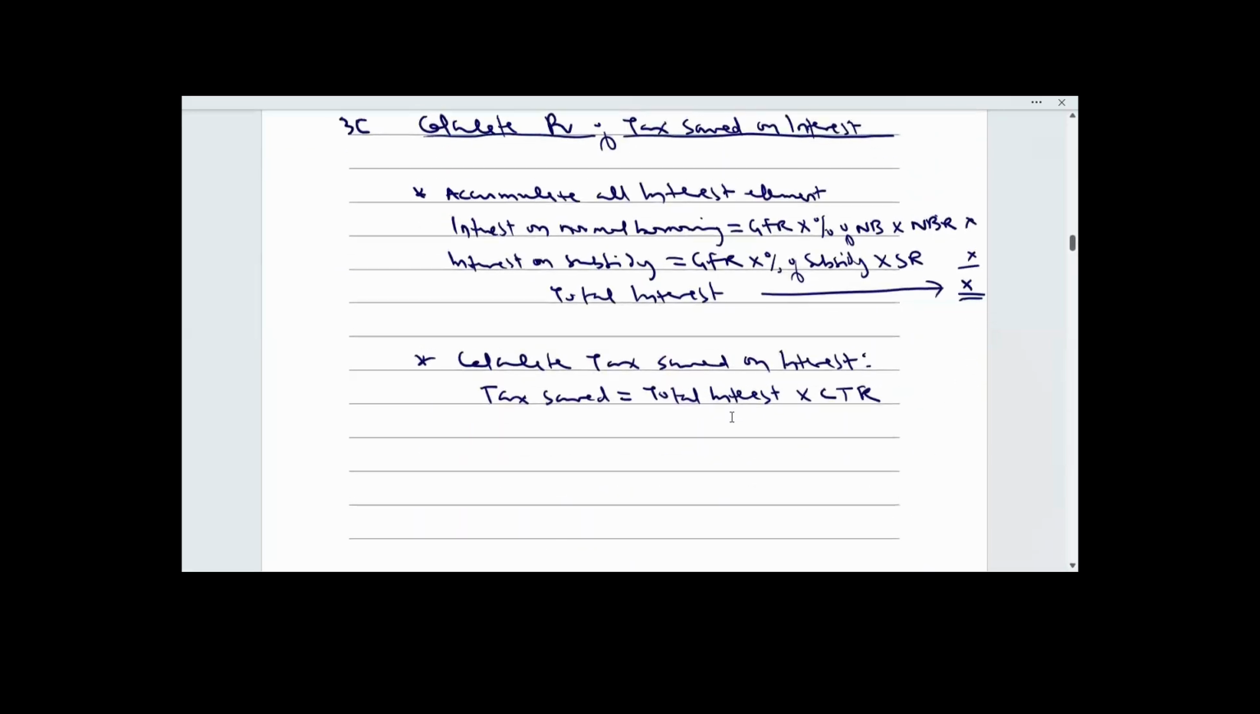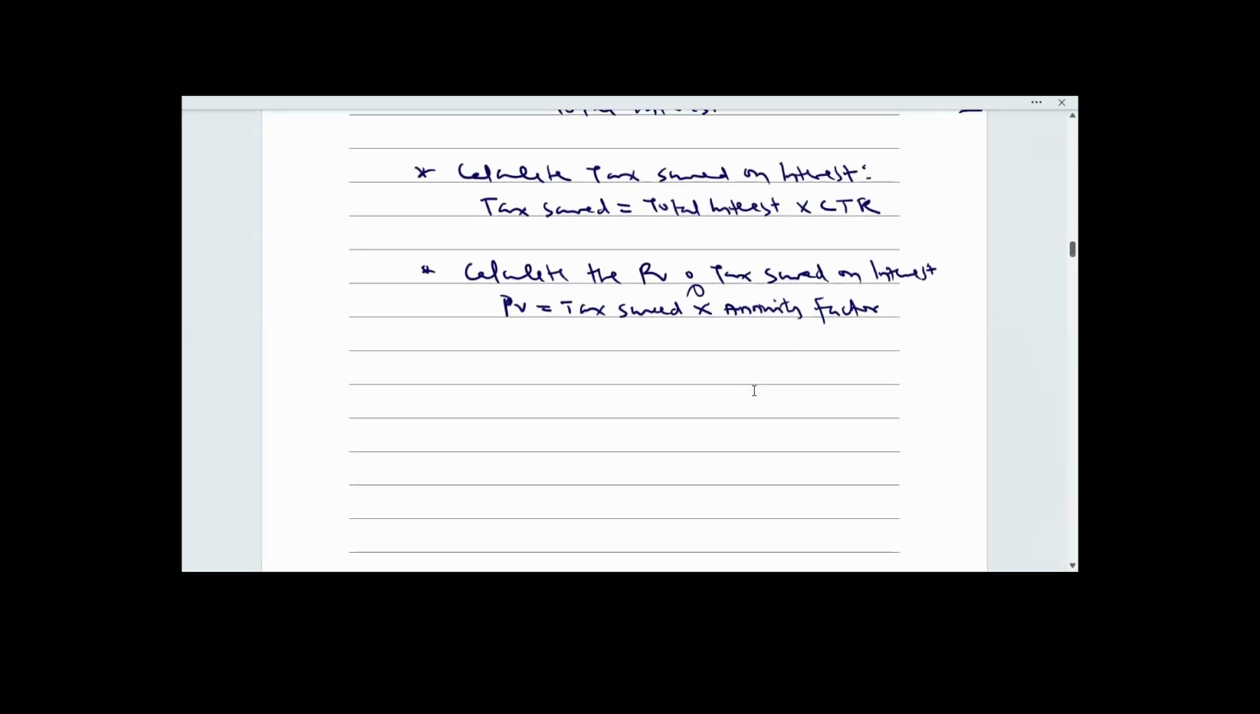Then finally, you calculate the PV of financing effect cash flow. That's step 4. Calculate the PV of financing effects cash flow.